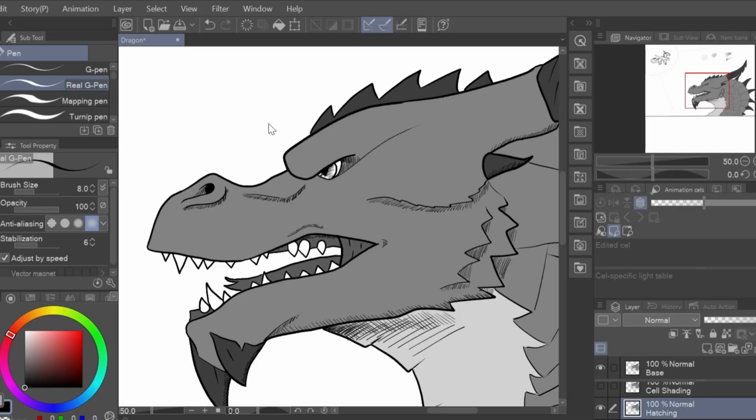All right, here's the finished product. See here that all of the shading is in the appropriate areas away from the light source, giving definition to the face of the dragon.